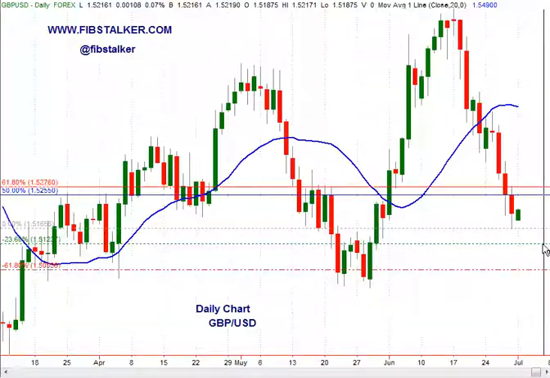So there are some good opportunities here, so watch these markets during the week.